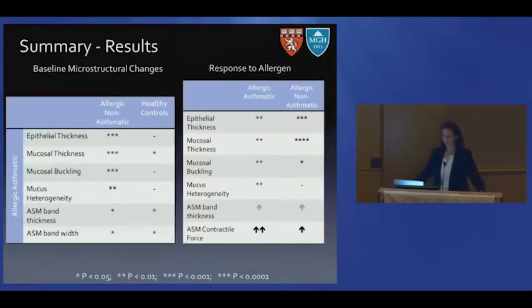So this slide here just summarizes the results, these ongoing results from these studies. We see a lot of difference at baseline. We see that the allergic asthmatics have a significantly thicker epithelial layer. They have a significantly thicker mucosal layer and a lot more mucosal buckling compared to the allergic controls. We also see something in mucus heterogeneity. This is something we're clearly going to have to go back and revisit, but there's something in the mucus there. And of course, the airway smooth muscle layer is a lot thicker. And this results in a lot more contractile force of the airway smooth muscle and a closing down of the airway.